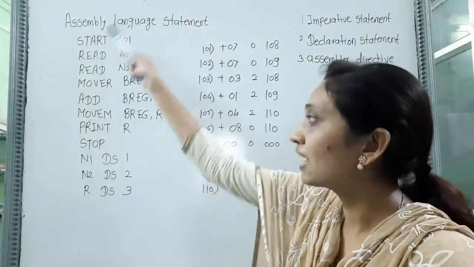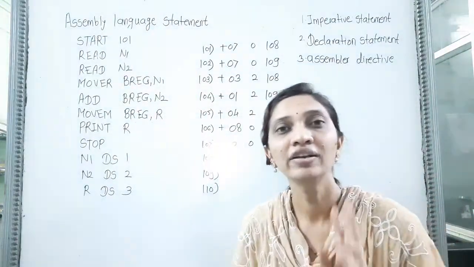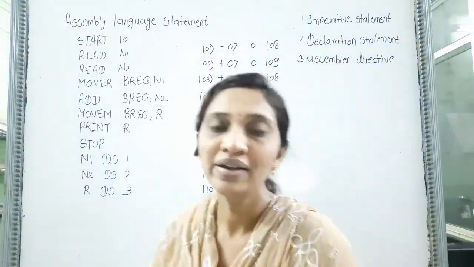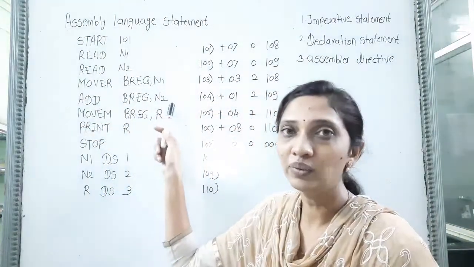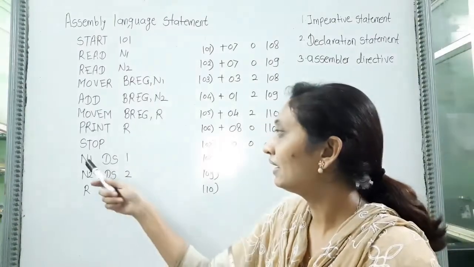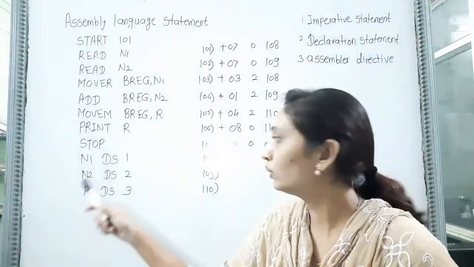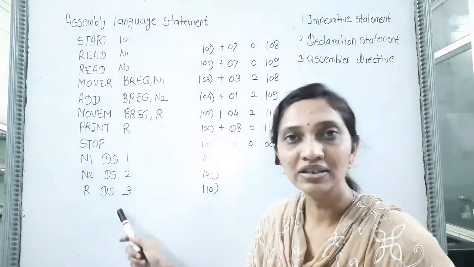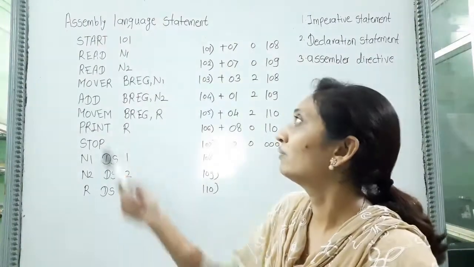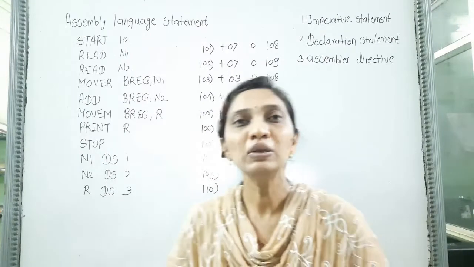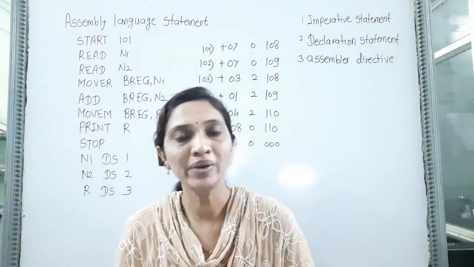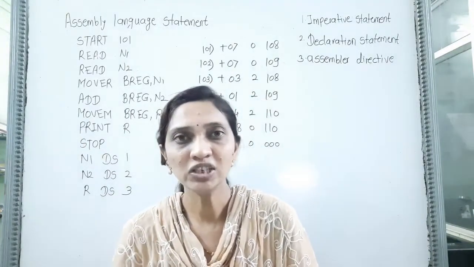Means this is our sample program which contains three different kinds of statements. Imperative statements like ADD BREG comma n2, then declarative statements like n1 DS 1, n2 DS 1 and r DS 1, and assembler directive statements like START and STOP. Means in this way we can use these three kinds of statements in our assembly language program.